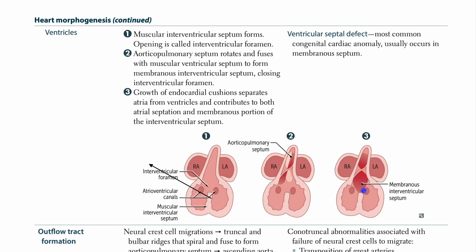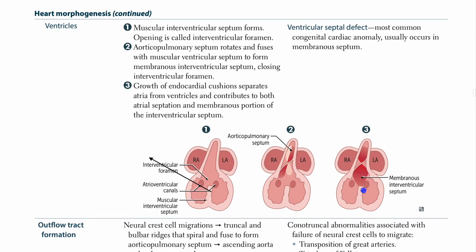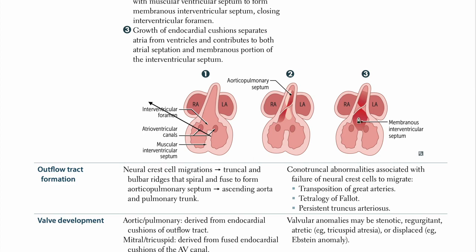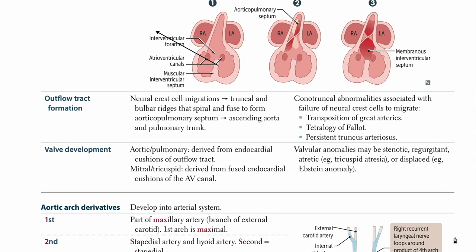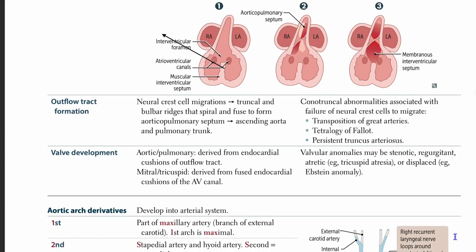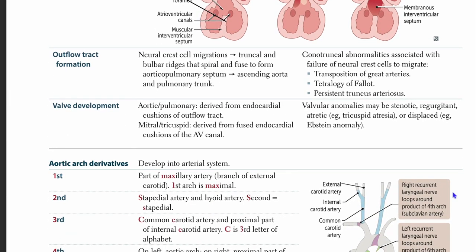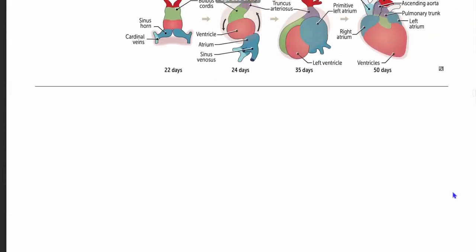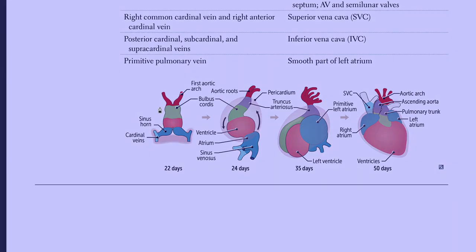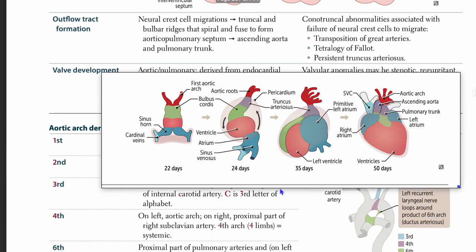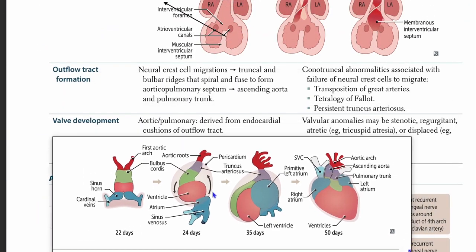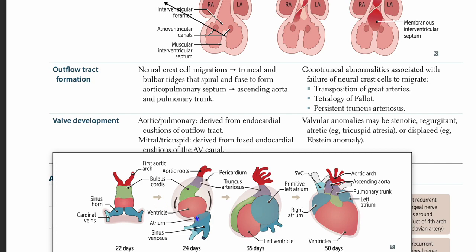So again, ventricular septal defect, most common congenital cardiac anomaly, usually occurs in the membranous septum. So that's your membranous septum. Okay, and that's the end of the hard part. Outflow tract formation, neural crest cell migrations, which leads to truncal and bulbar ridges. Since we need to know what those are, let's just bring this over there. Okay, so when it's made, this is what the thing is going to look like, right?